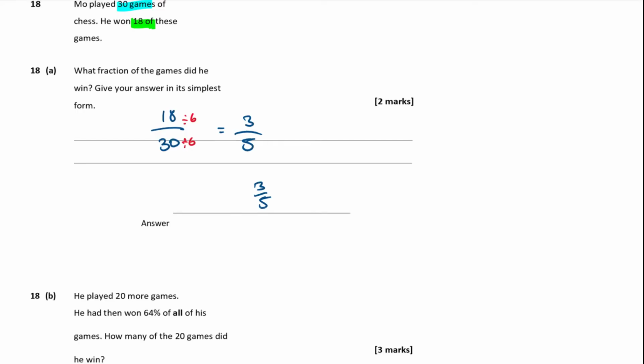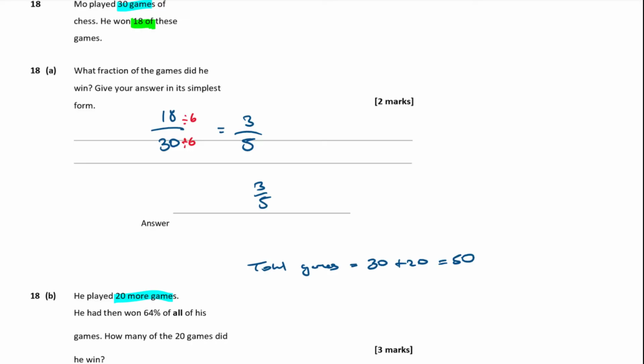Okay, question 18b. He played 20 more games. He then won 64% of all of his games. How many of the 20 games did he win? He played 20 more games. So how many games has he played altogether now? So total games is going to be the 30 played at the beginning plus the 20 more games, giving him now a total of 50 games. Now he won 64% of all of his games. So what is 64% of 50?